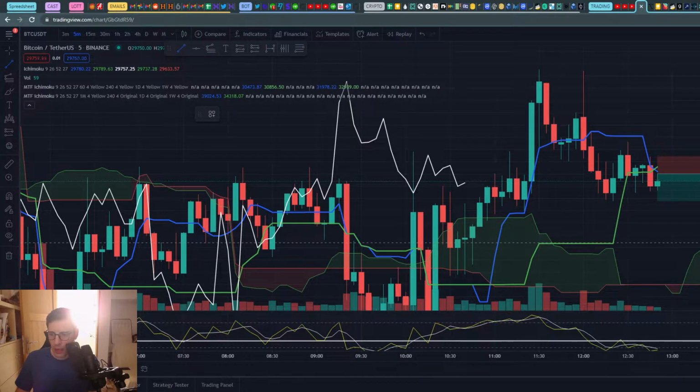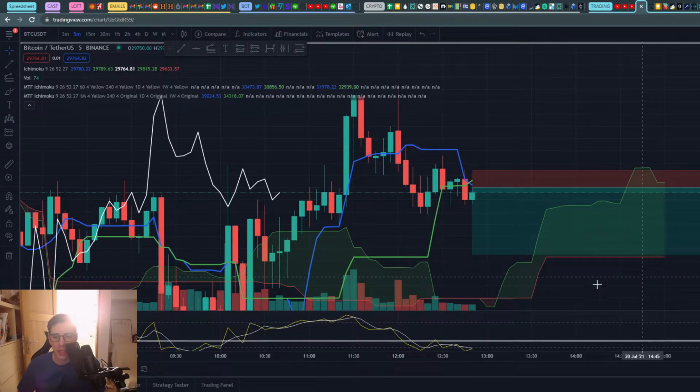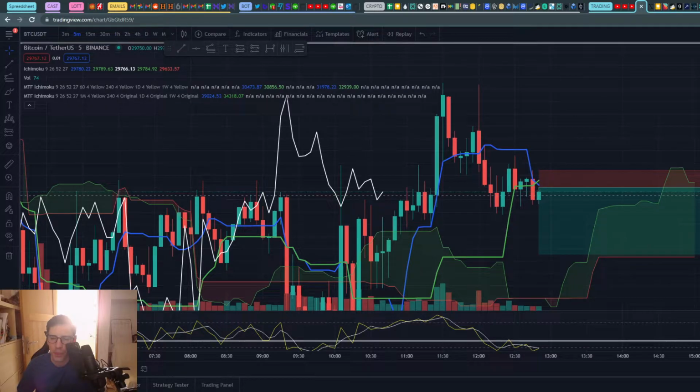Take profit here at 29,634. So stop loss here. That's not what I want to do. Stop loss a bit above the bottom of our cloud. This is a big resistance. So I would do that.